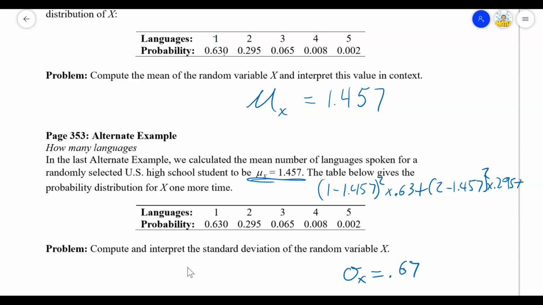When it says, remember this always says interpret, right? Interpret, okay? So you want to be able to write a sentence or two explaining what those values mean.